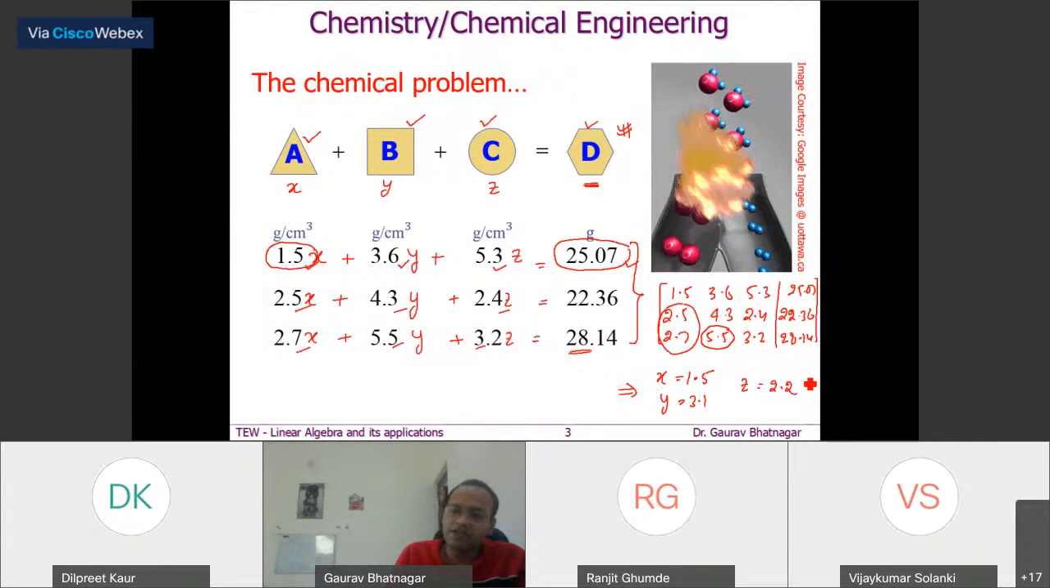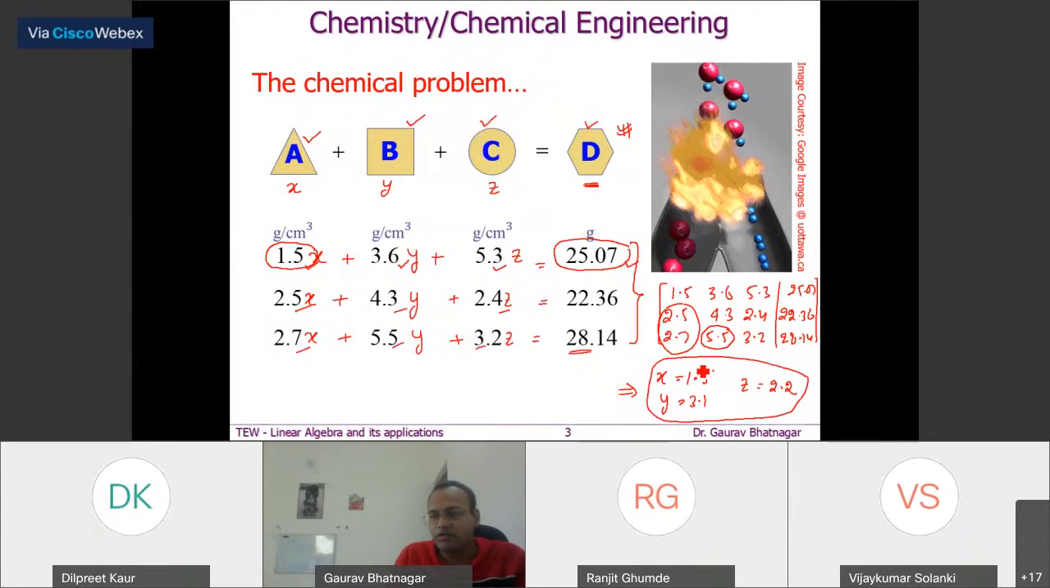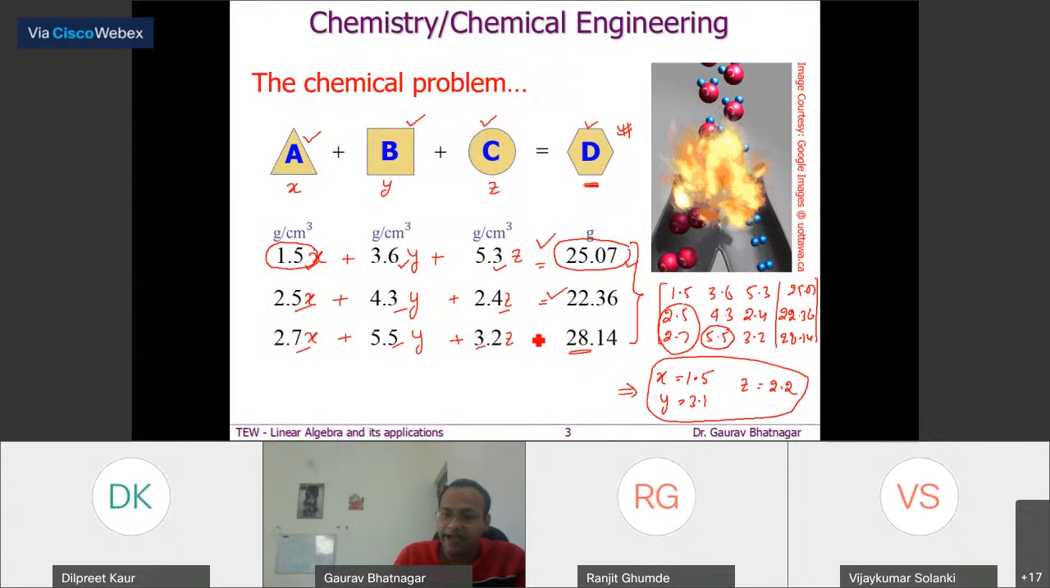So this much quantity of the substances A, B, and C you need to consider in order to form 25 grams of substance D as per experiment 1, 22.36 grams of substance D as per experiment 2, and then 28.14 grams of substance D as per experiment 3.